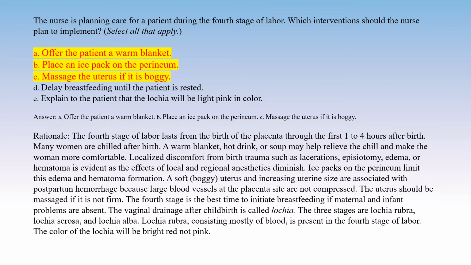The vaginal drainage after childbirth is called lochia. The three stages are lochia rubra, lochia serosa, and lochia alba. Lochia rubra, consisting mostly of blood, is present in the fourth stage of labor. The color of the lochia will be bright red, not pink.